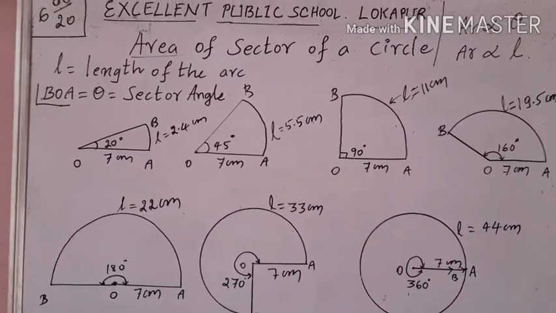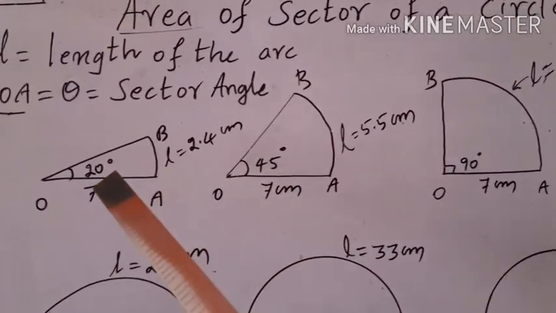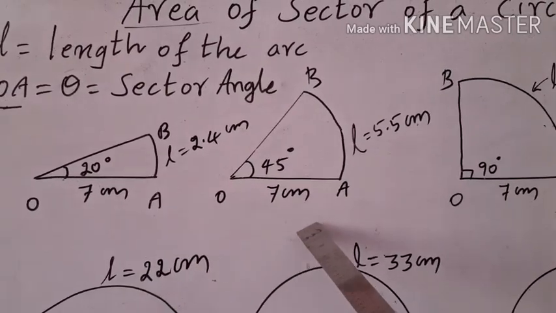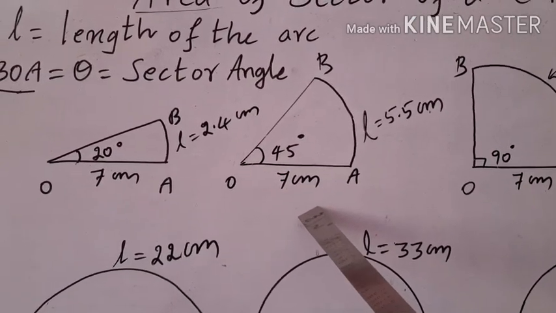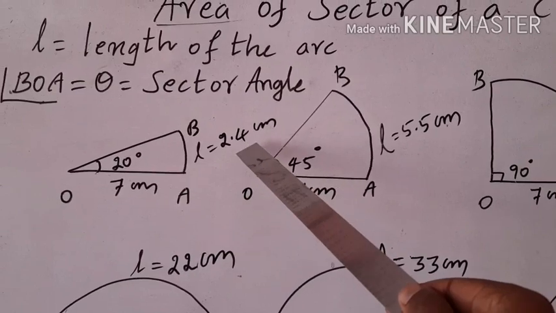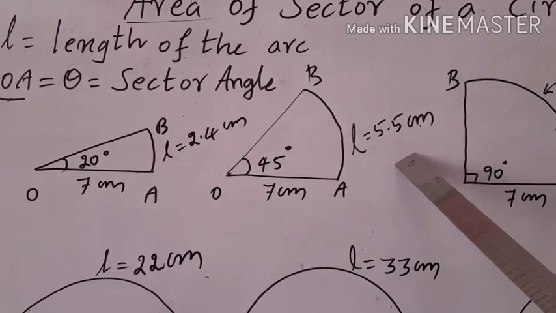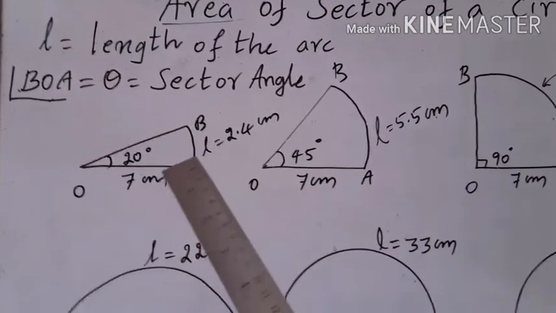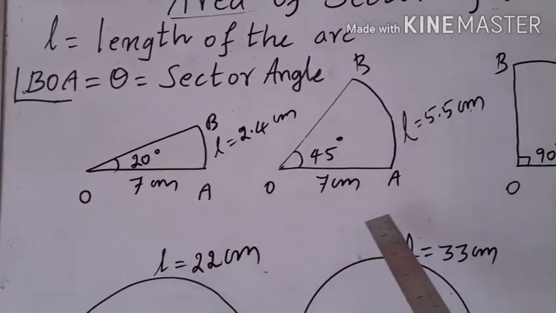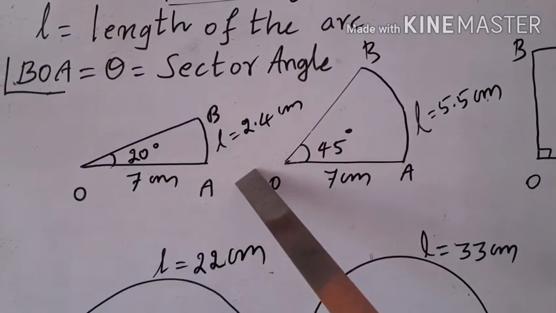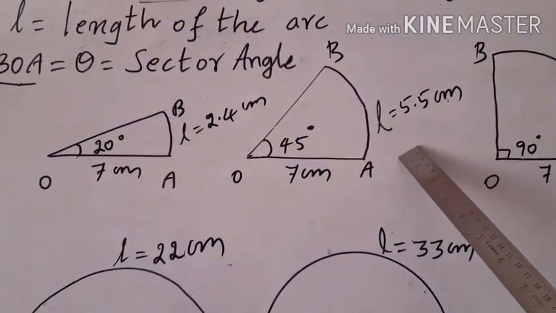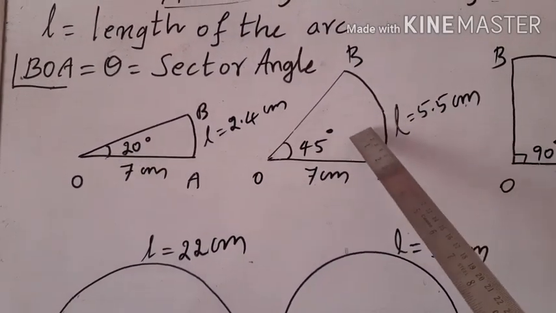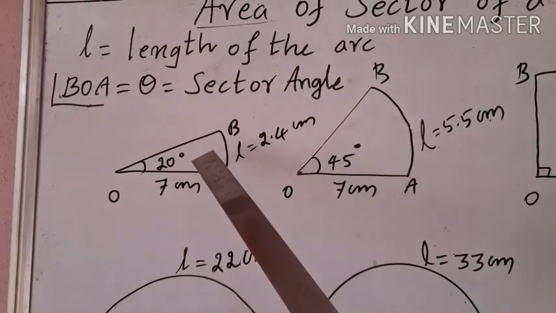Now children, let us observe the first two sectors. Here radius is 7 centimeter. Here also radius is 7 centimeter. Here the length of the arc is 2.4 centimeter. Here the length of the arc is 5.5 centimeter. Both the sectors have the same radius, but the length of this arc is 2.4 centimeter and the length of this arc is 5.5 centimeter. So clearly the area of this sector is more than the area of this sector.